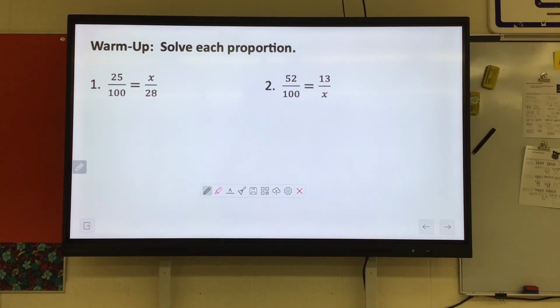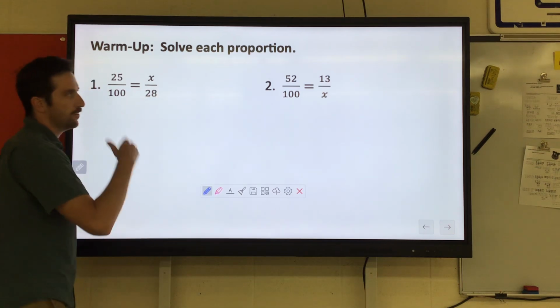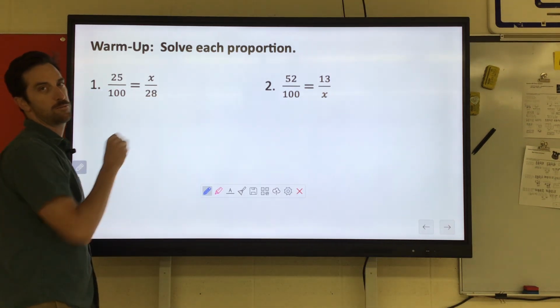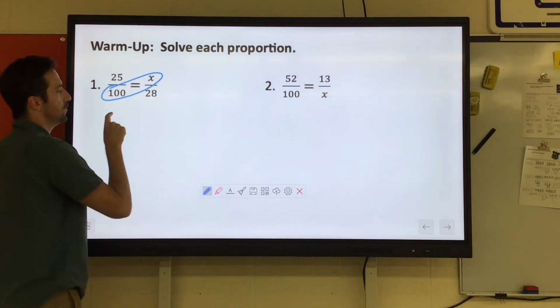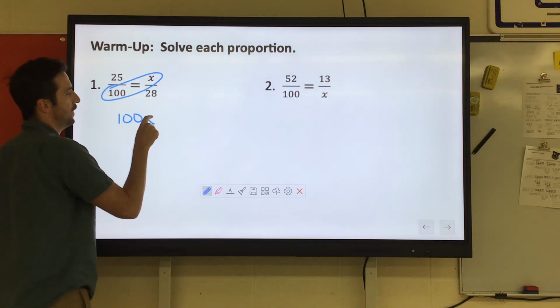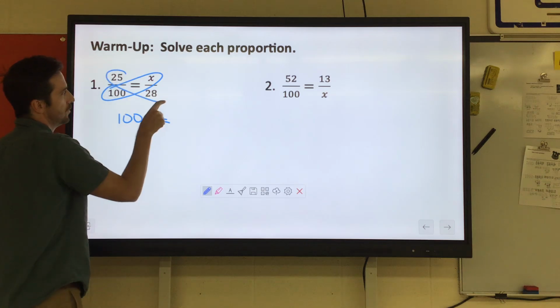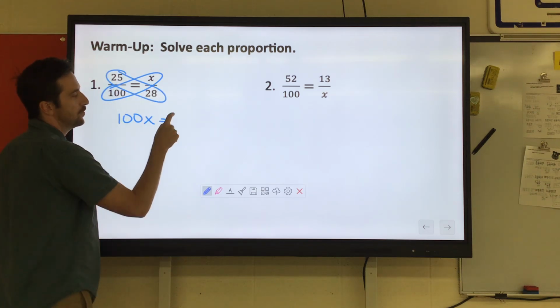We've been solving proportions for a minute here. So if you remember with proportions, you have a fraction equals a fraction. You cross multiply and set them equal to each other. So here we're going to do 100 times x. That is 100x equals 25 times 28, which is 700.